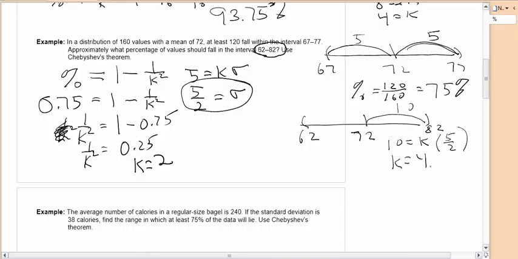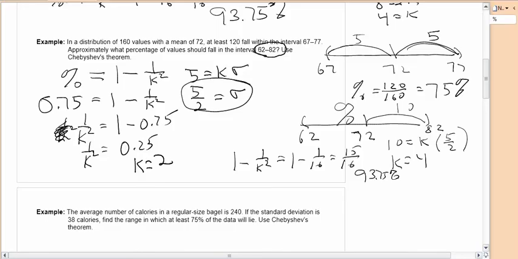So k is equal to 4, and therefore the percentage of data in this interval is 1 minus 1 over k squared. That's 1 minus 1 over 16, which is 15 over 16, which, as in the last problem, is 93.75%. So this was a bit trickier. This will not be on the exam, okay? But this helps you get to thinking how some of these problems can be figured out. All right, maybe for homework.